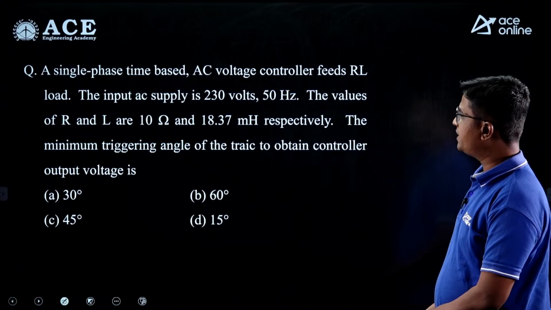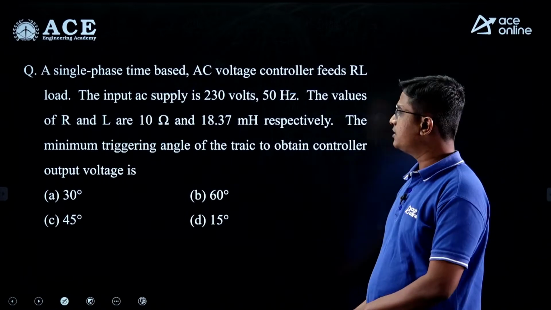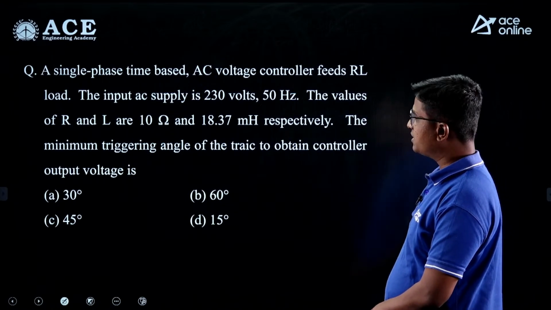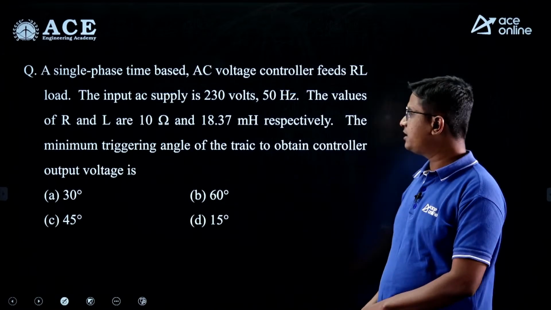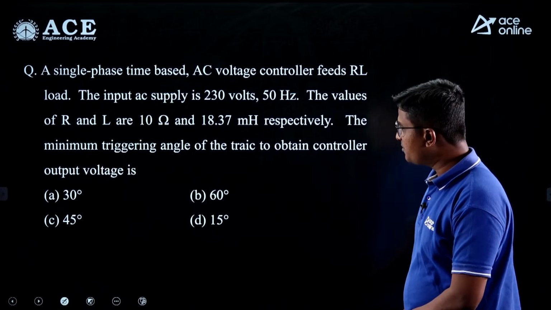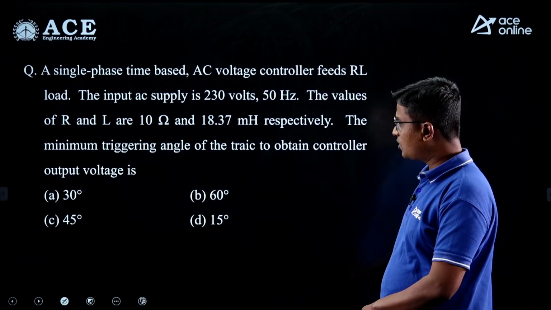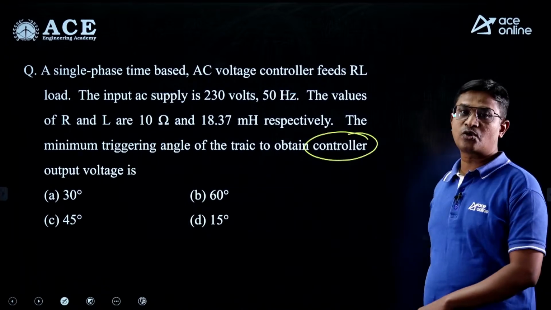Next, a single phase triac based AC voltage controller, that is an AC to AC converter, feeds an RL load. The input AC supply is 230 volt 50 hertz. The values of resistor and inductor are 10 ohm and 18.37 millihenry respectively. Load is RL. The minimum triggering angle of the triac to obtain the controlled output voltage is asked.